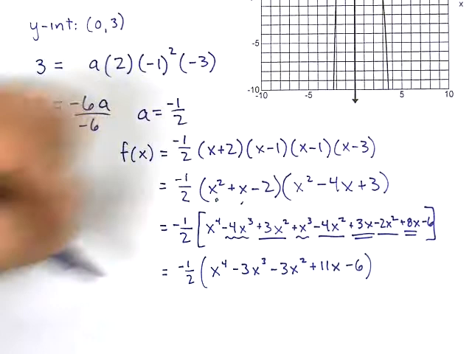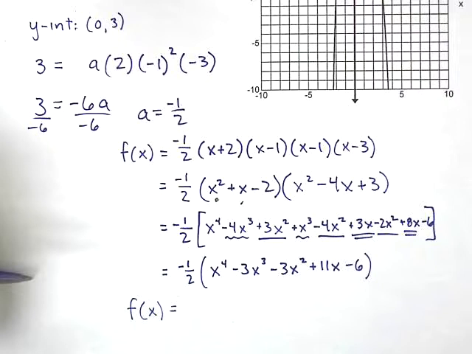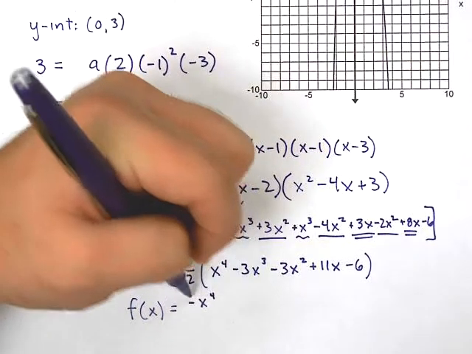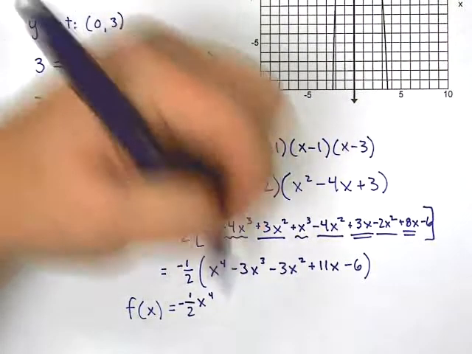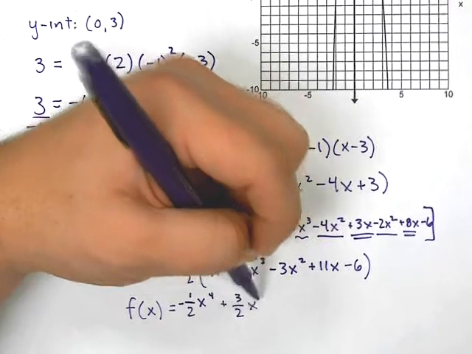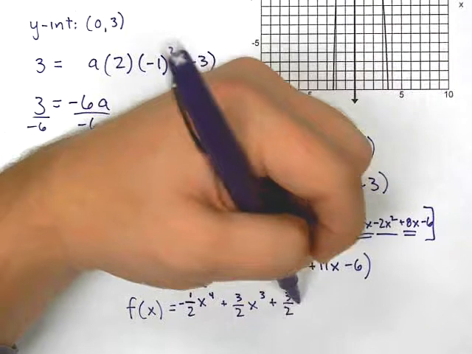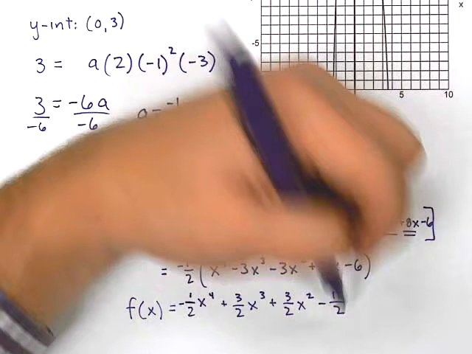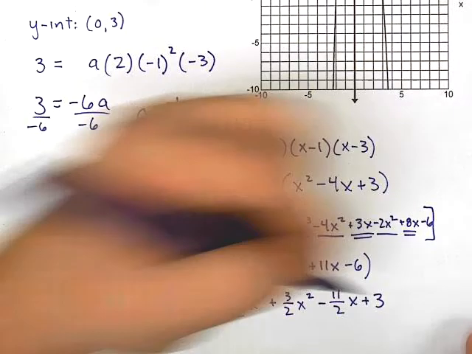Okay, so to finish off this problem, the last thing we need to do is just multiply this negative 1/2 into everything. So, negative, oh shoot, let's go like that. I'm sorry about that, guys. Negative 1/2 x to the fourth. This is going to be plus 3 halves x cubed plus 3 halves x squared minus 11 halves x plus 3. And we are done with this problem.